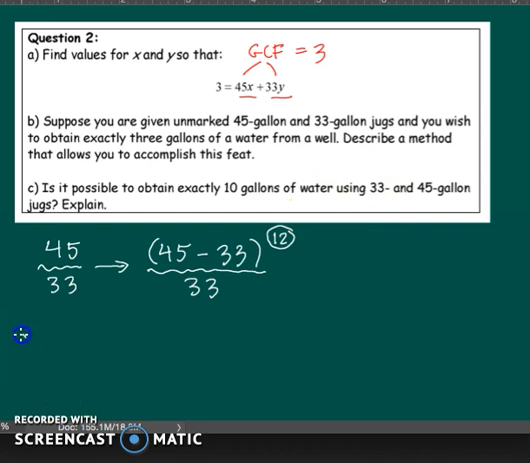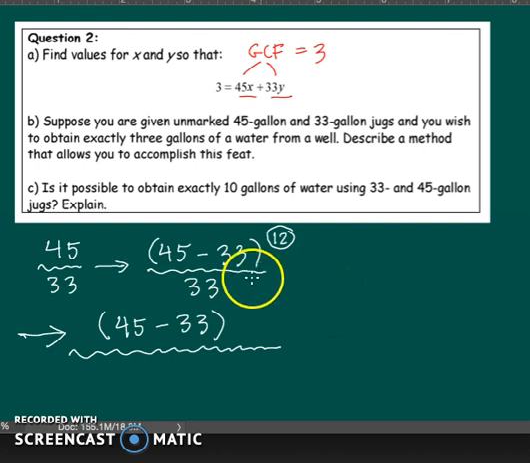Okay, next up. So 12 is smaller than 33, and I'm not going to touch that. So I'm going to rewrite 45 minus 33 on top. And on the bottom, I need to subtract 12 from 33. So I'm going to write 33 minus, but I'm not going to write 12. I'm going to put 45 minus 33.